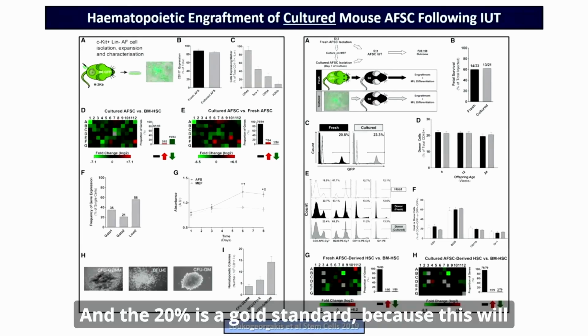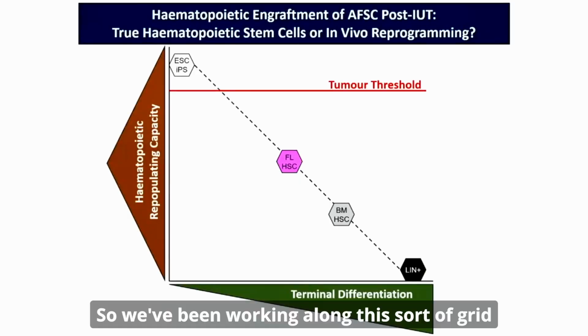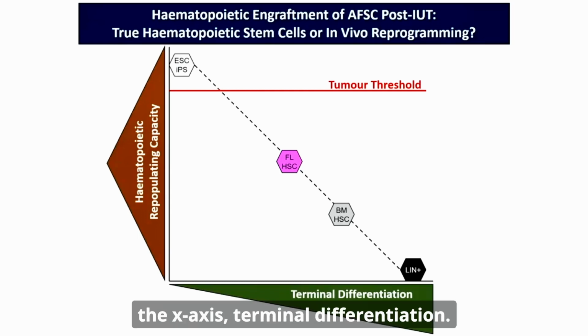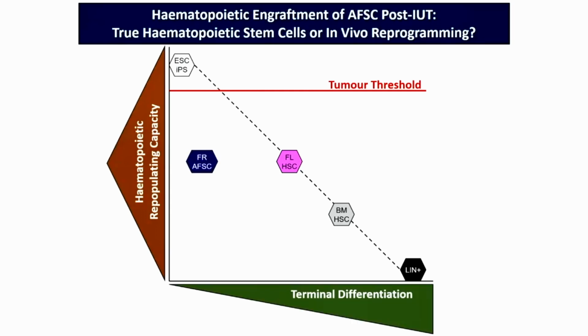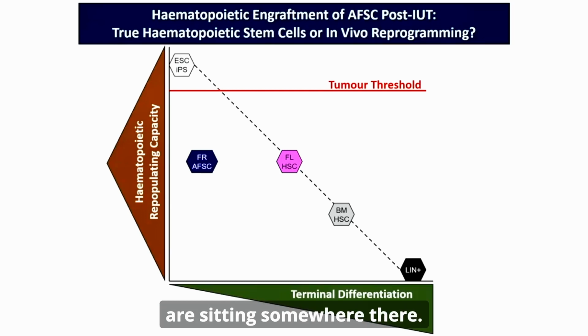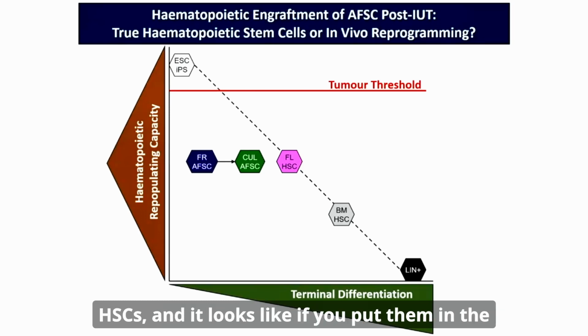And the 20% is a gold standard because this will give you treatment and cure for diseases like alpha thalassemia. So we've been working along this sort of grid with, on the y-axis, the hematopoietic population capacity, and on the x-axis, terminal differentiation. And we feel that fresh amniotic fluid stem cells are sitting somewhere there. Culture pushes them closer to your fetal liver HSCs.